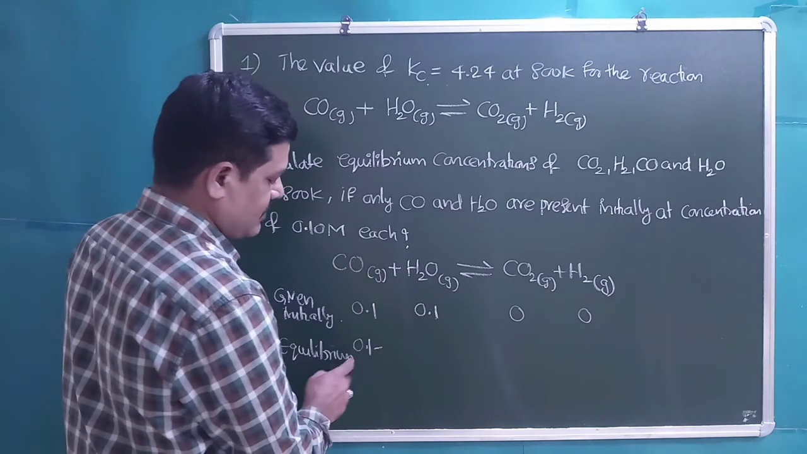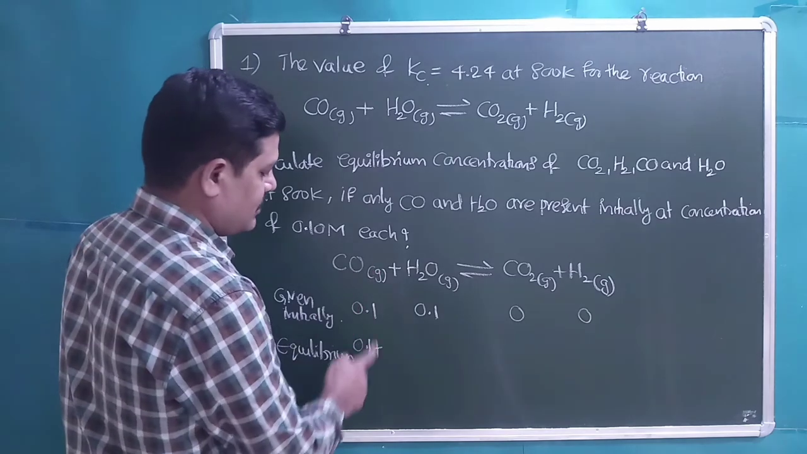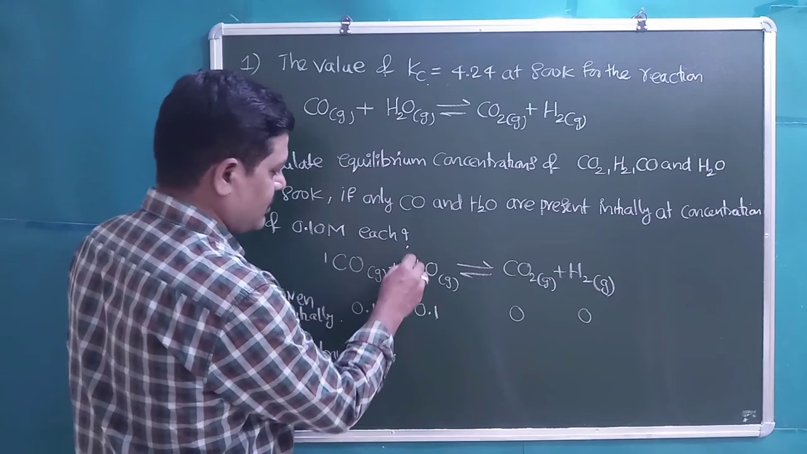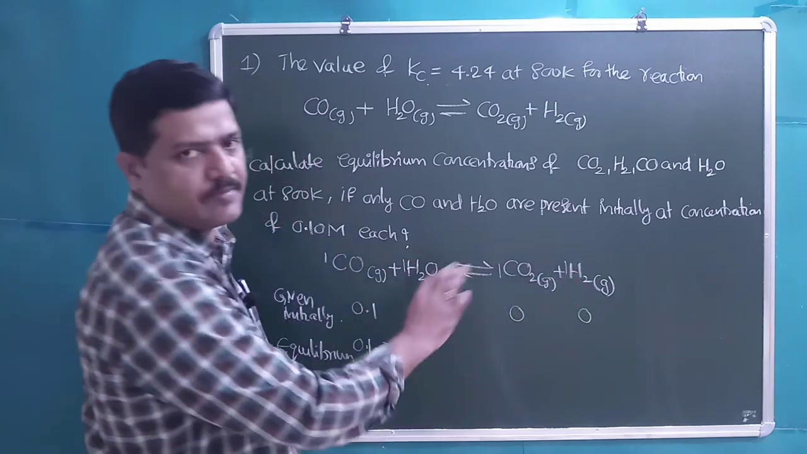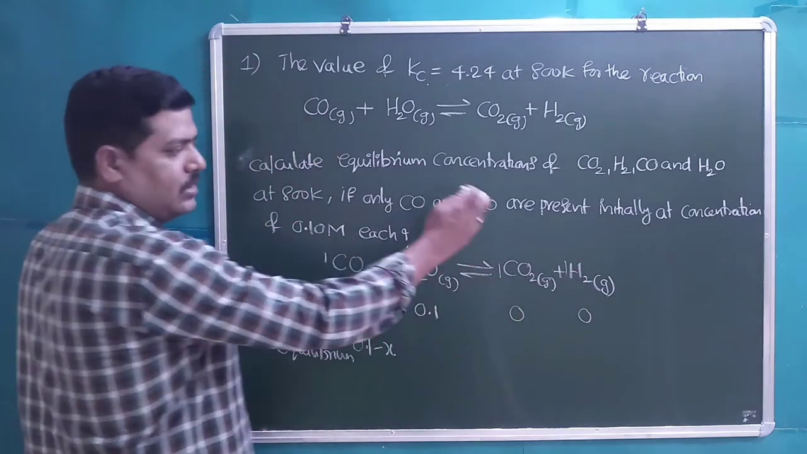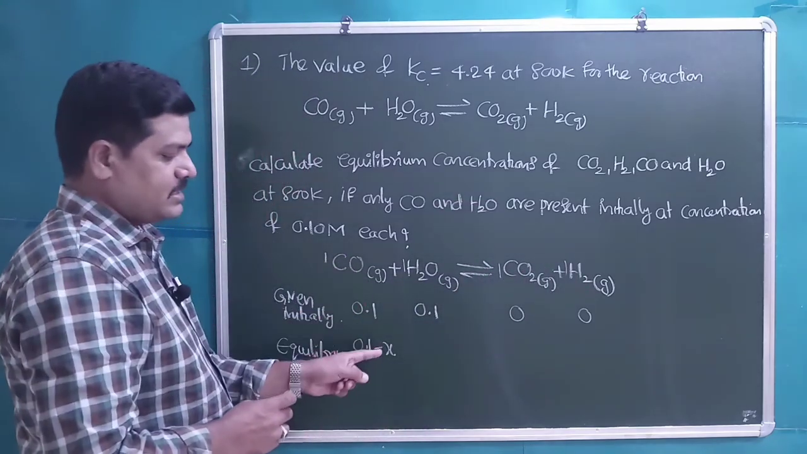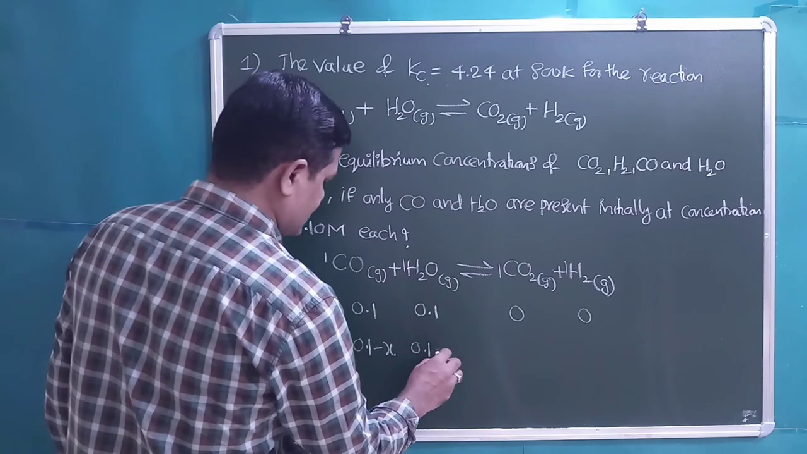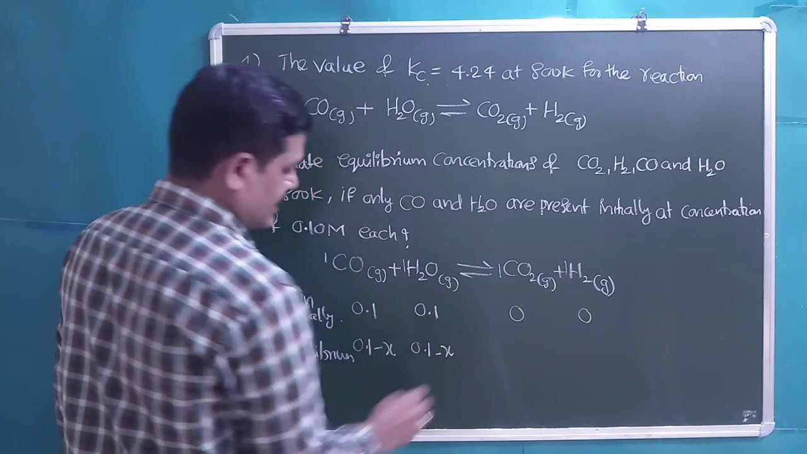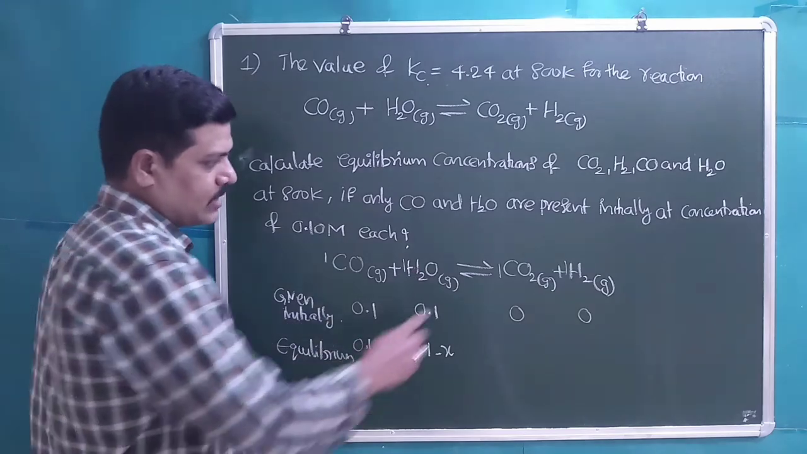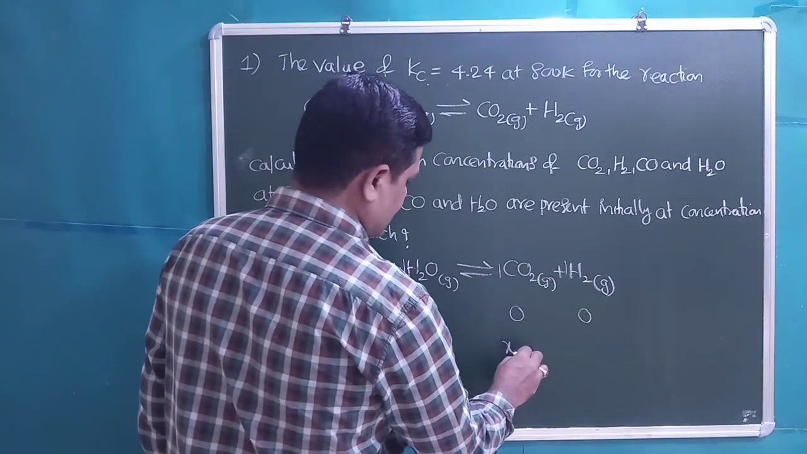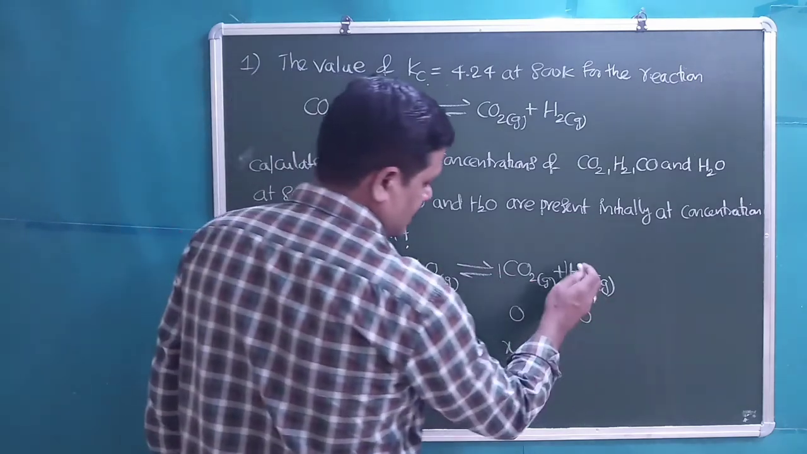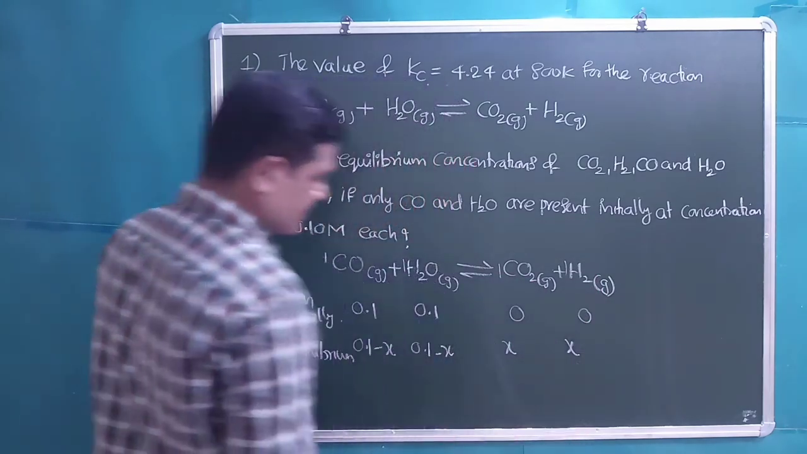Then the remaining moles of CO at equilibrium is 0.1 minus X. The stoichiometric ratio is 1:1:1:1. So X moles of CO reacted, H2O also the same moles reacted, that is 0.1 minus X remaining moles. Then CO2 formed is X. X moles of CO reacted, X moles of CO2 formed. H2 formed also X moles.